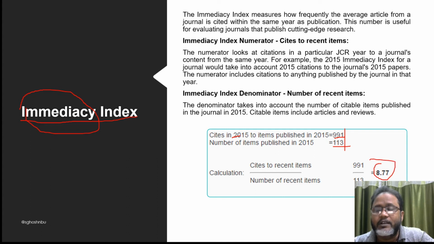There is no point of going back to the previous 2 years. It takes the base year as the year for calculation, and in the base year suppose it published 113 items or articles, and those articles were cited 991 times in 2015. So obviously they are dividing that, and that is the impact factor.